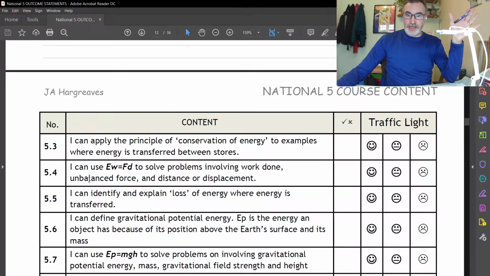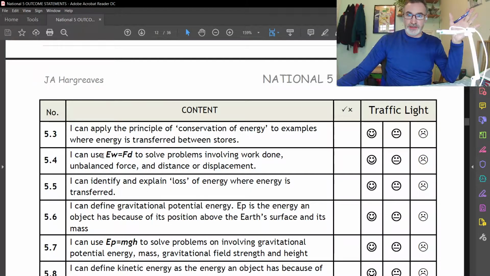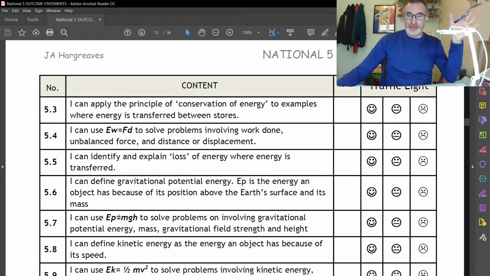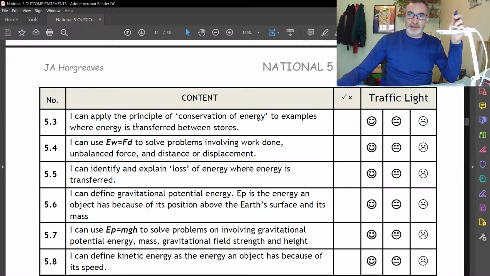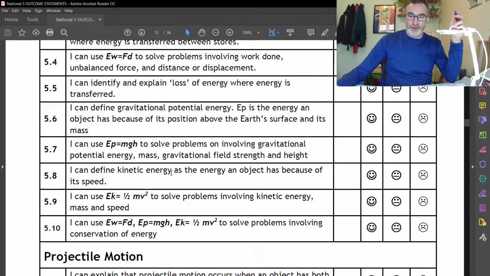Looking at the formulas, I can use work done as force times distance, potential energy, mgh, and kinetic energy, half mv squared. We have done that as well. So what we're going to do today, we're going to apply the principle of conservation of energy to examples where energy is transferred between stores. And I can use work done, potential energy, and kinetic energy to solve problems involving conservation of energy. Okay.